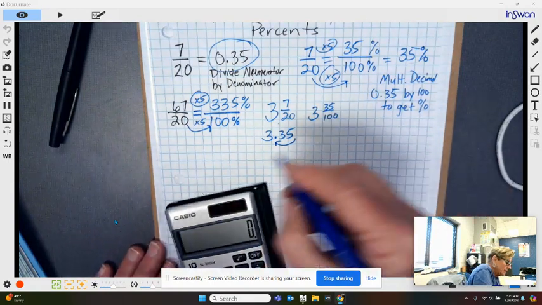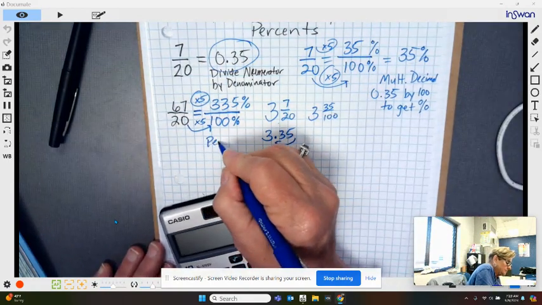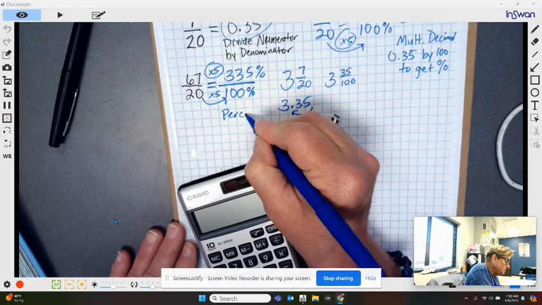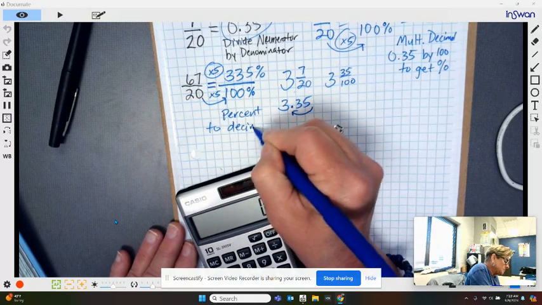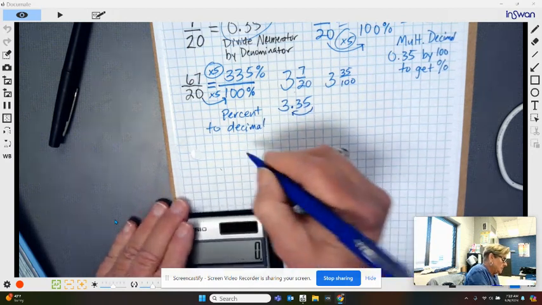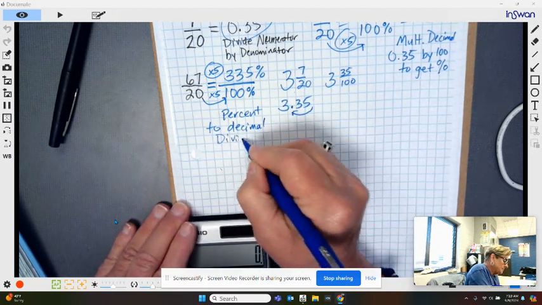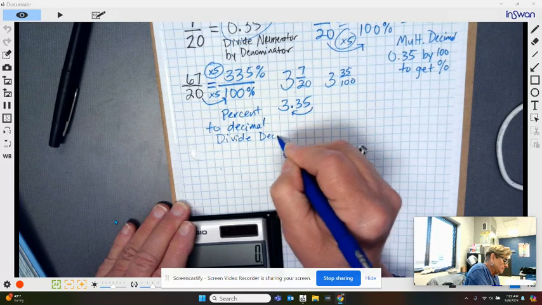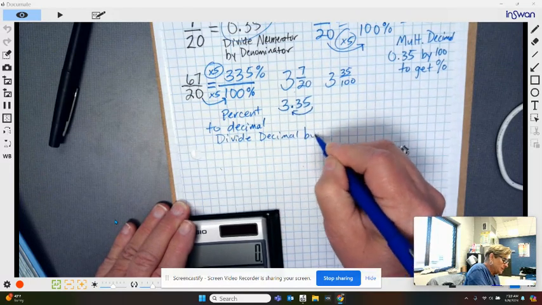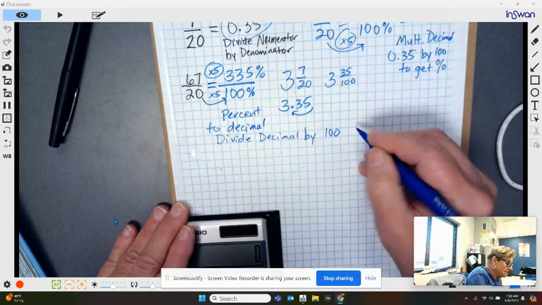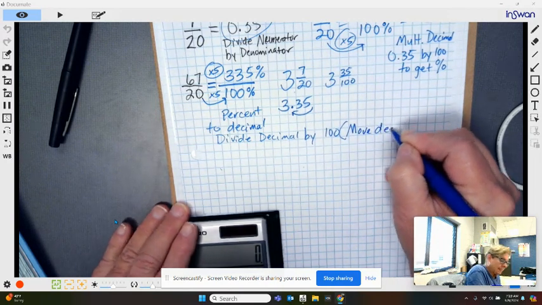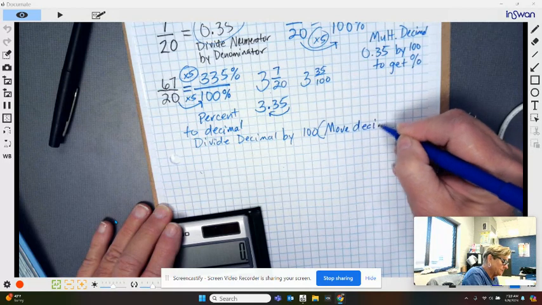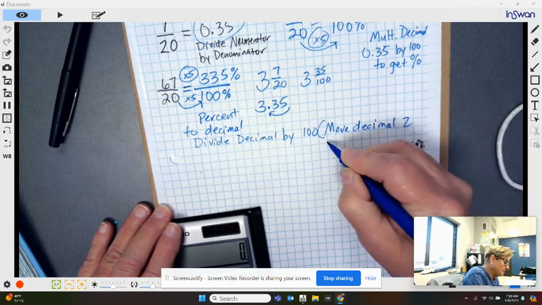So to go from a percent to a decimal, you divide by 100. It's the same thing as moving the decimal two spaces left.